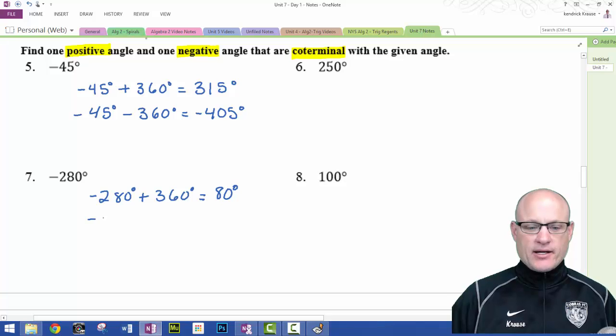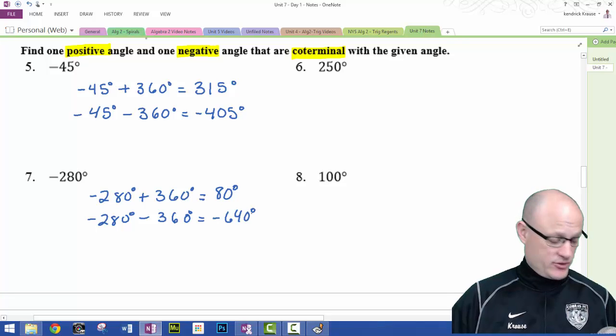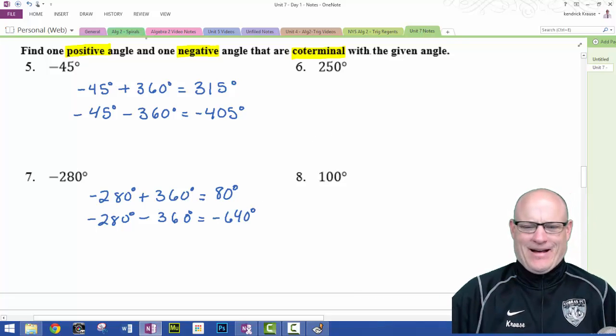All right. Negative 280 minus 360 degrees. Well, that's like almost 300. So this would be like almost negative 660. But it's a little bit less. So that would be what, like negative 640? I'm guessing that's about negative 640. Check my notes. Oh, good.